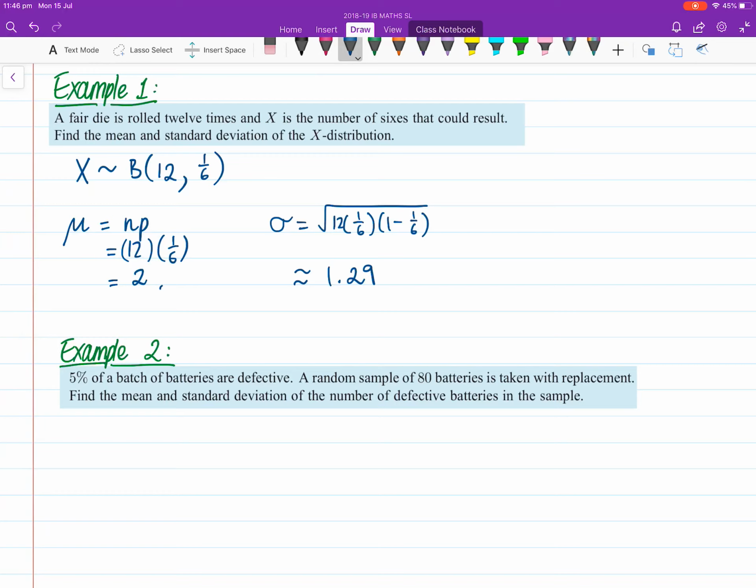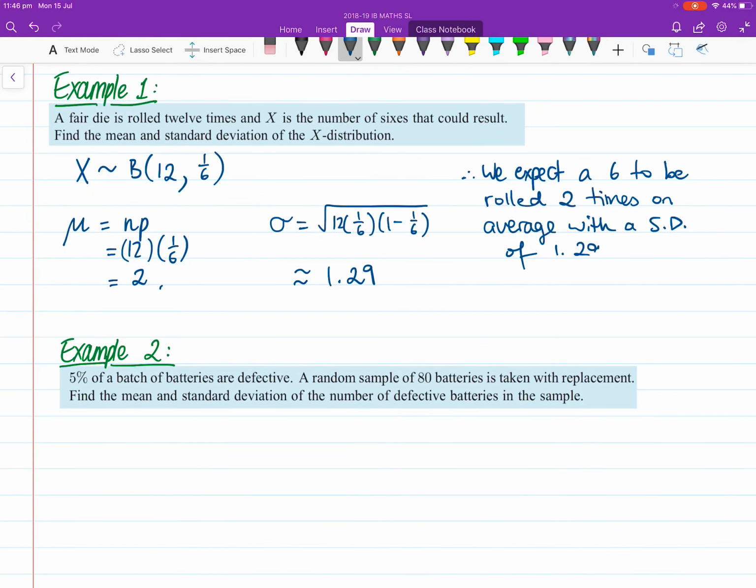So I should just summarize for you. Therefore, we expect a 6 to be rolled 2 times on average, with a standard deviation of 1.29.